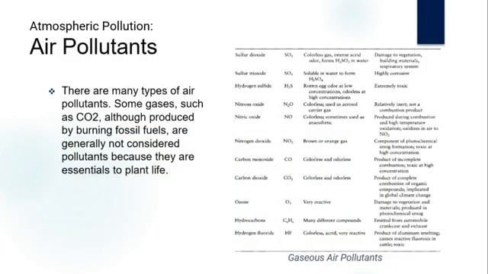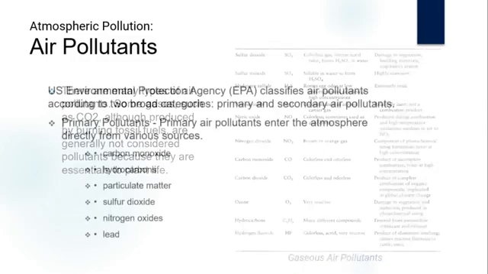Now, there are many types of air pollutants. Some gases, such as carbon dioxide, although produced by burning fossil fuels, are generally not considered pollutants because they are also essential to plant life. But still, a large amount of those pollutants can cause harm to vegetation, animals, or any kind of organism, as shown in the table of gaseous air pollutants.